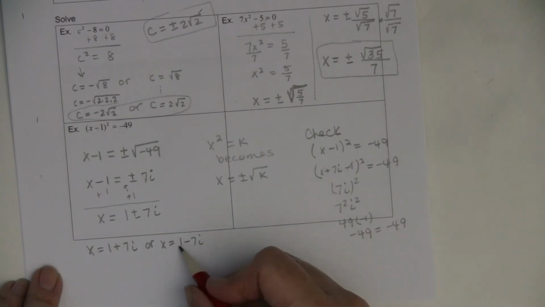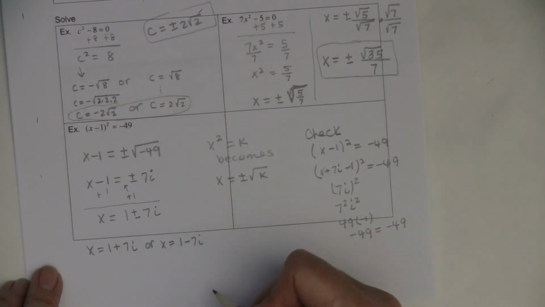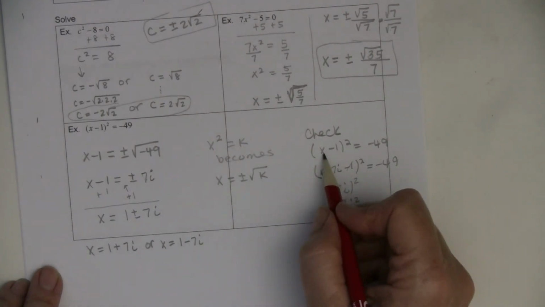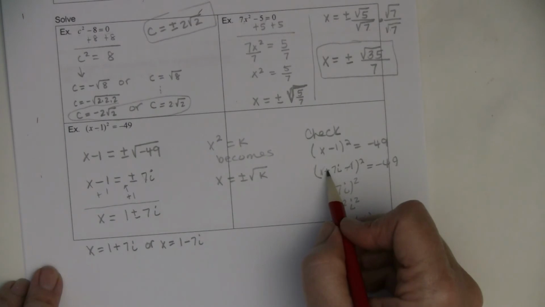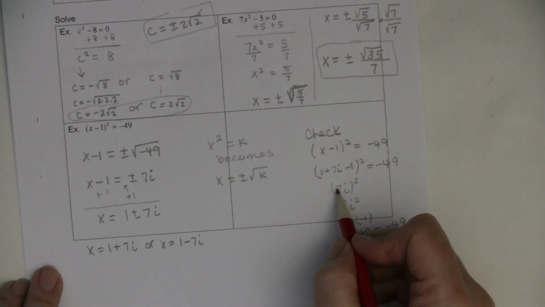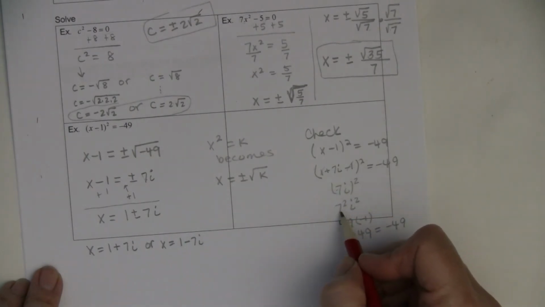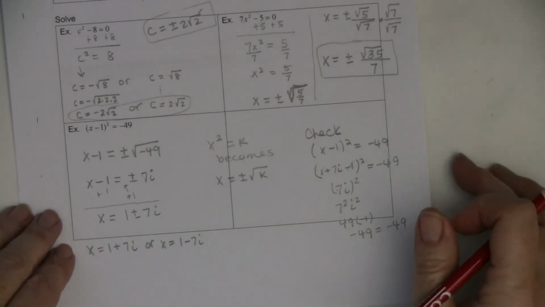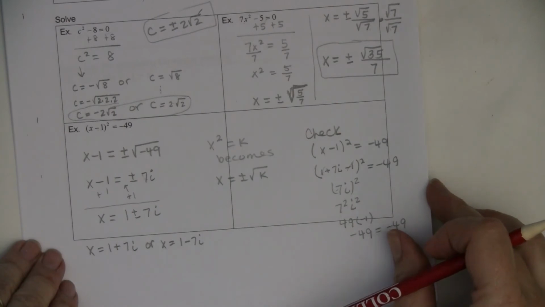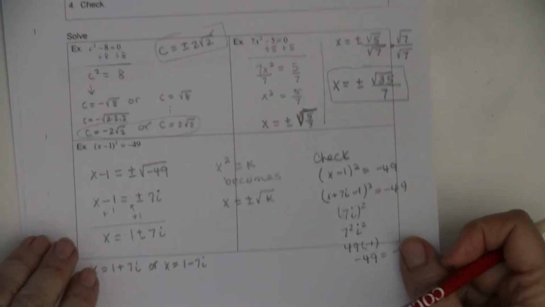You can check 1 minus 7i and see that it also works when you plug it in. How is it going to be different? Instead of plus 7i, you're going to have negative 7i. When you square negative 7, you get 49, and i squared is negative 1, so you can see how it's going to work. Okay, so we did a lovely job on those, and that's the story on those three.